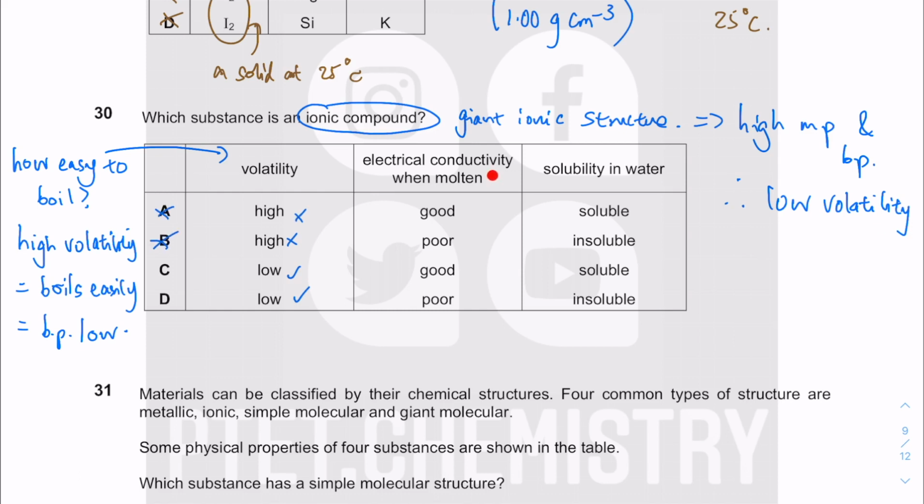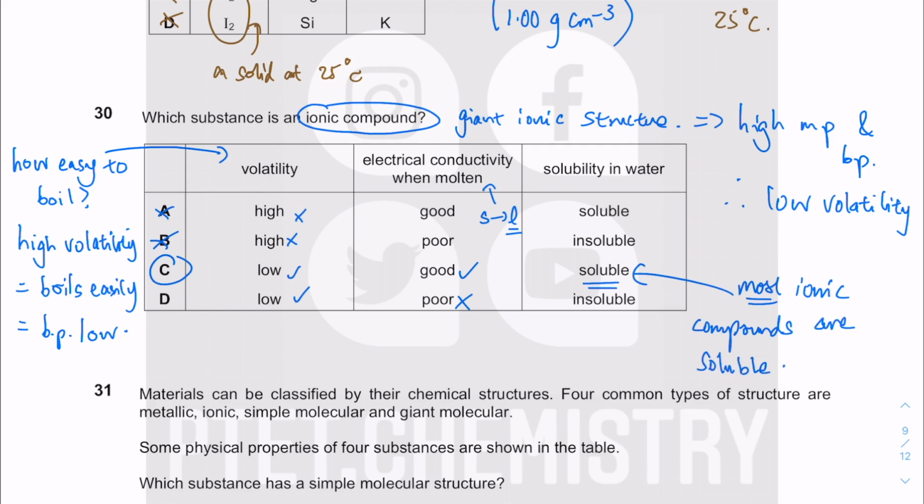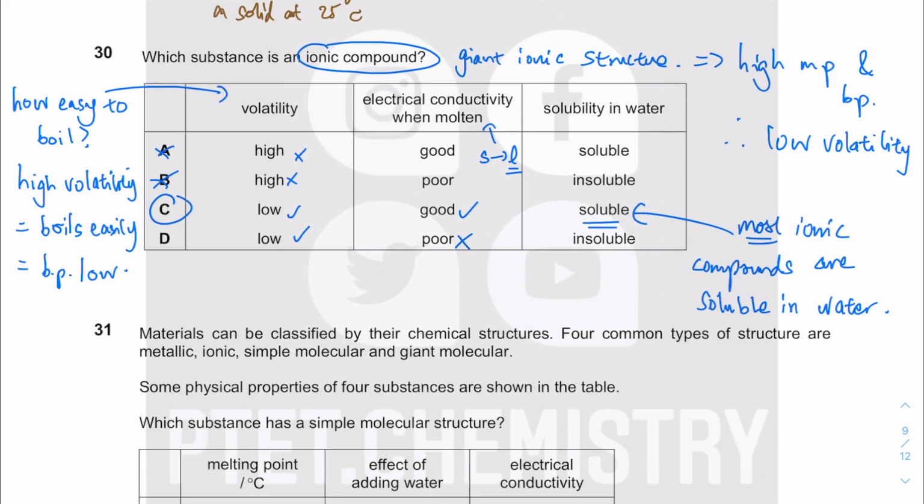Conductivity, when it's molten, is a giant ionic structure. When molten means what? A solid to liquid. So you have liquid ions that can slide past each other. So you have mobile ions, free to move. Therefore, you will conduct when it's molten. So which means we got our answer without even looking at the last one. But of course, you know ionic compounds, most are soluble in water, even though these are not stated as part of your syllabus. But I can tell you most ionic compounds are soluble in water. We talked very briefly during the school holidays classes that there's something called ion dipole bond if you are interested to find out.